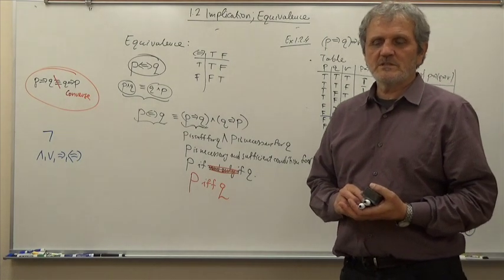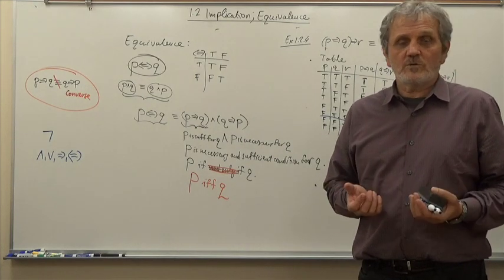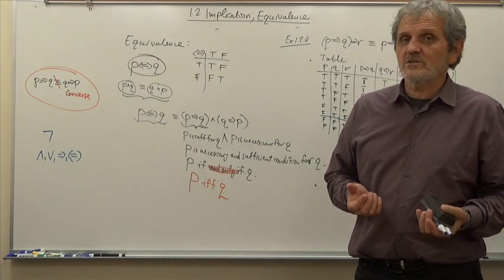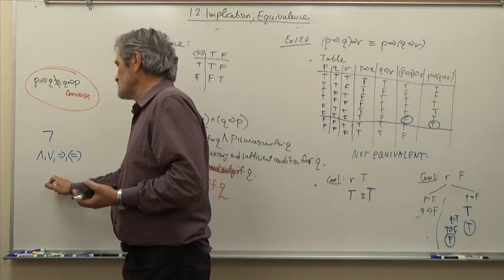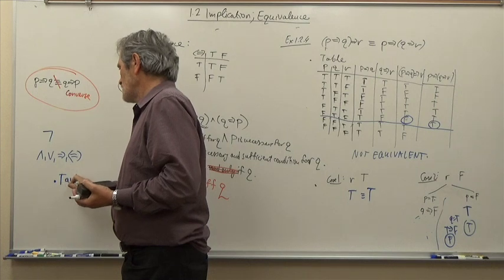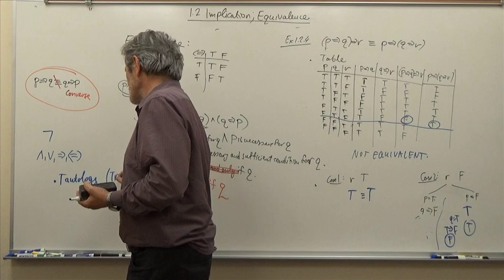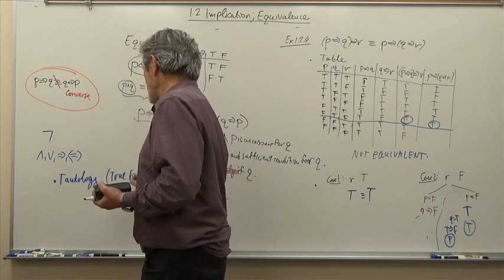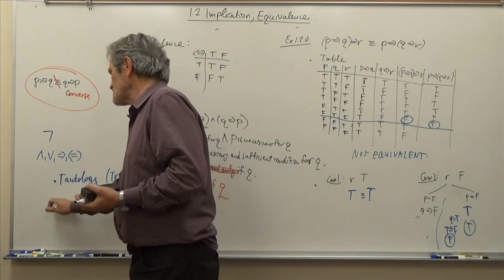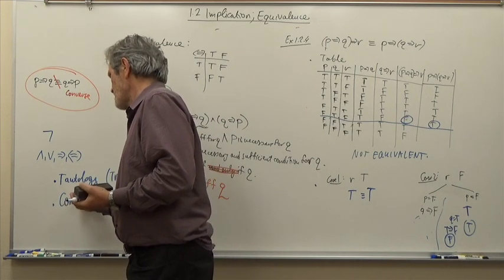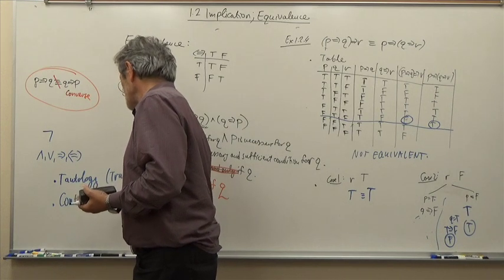And we are interested in the following question: when are these formulas true? For which valuations they are true? For which ones they are not? If they are true for all valuations, it's called tautology. True for all valuations. Opposite of it is contradiction. Always false.